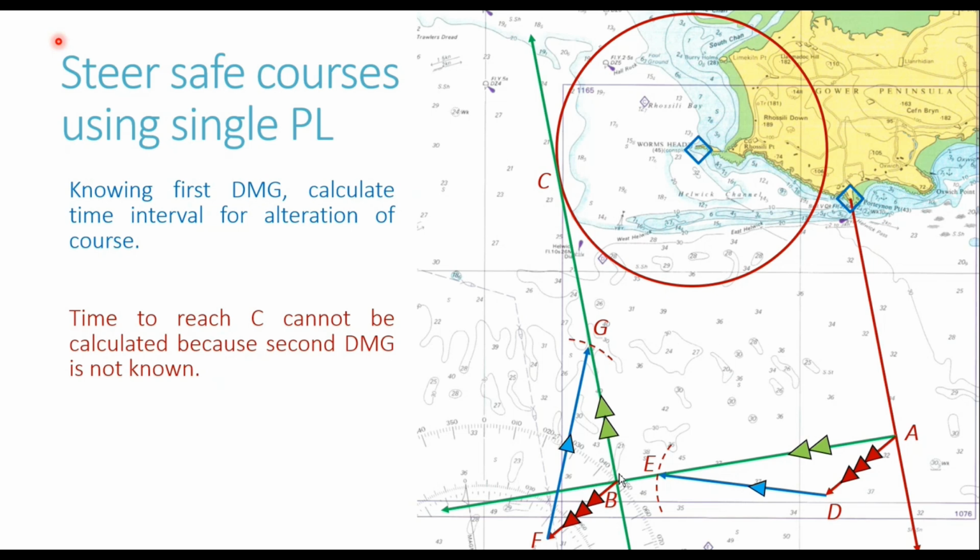But AB will be always same, so AB we can take as DMG. That's right, beta. AB will always remain same, irrespective of whichever point you take on the first PL. AB is always going to remain same because the distance between two parallel lines is not going to change. Thank you sir.